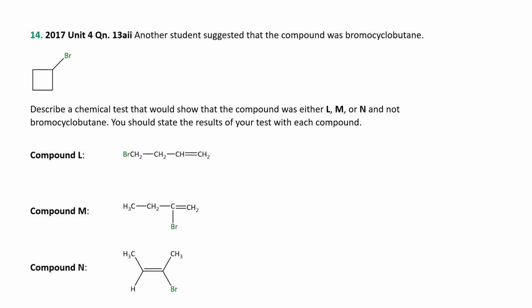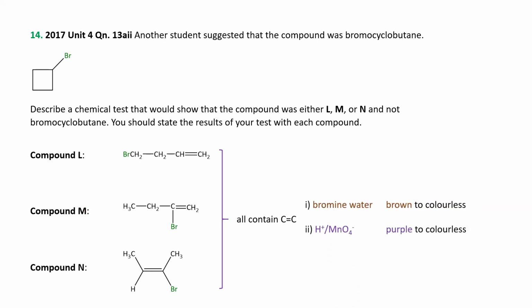Well, of course, the obvious feature of L, M, and N is they have a carbon-carbon double bond. Test for that: bromine water or permanganate, where you see a distinct color change. Bromine water going from yellowy brown to colorless. Permanganate, where you go from purple to colorless. And neither of those tests will react with bromocyclobutane.